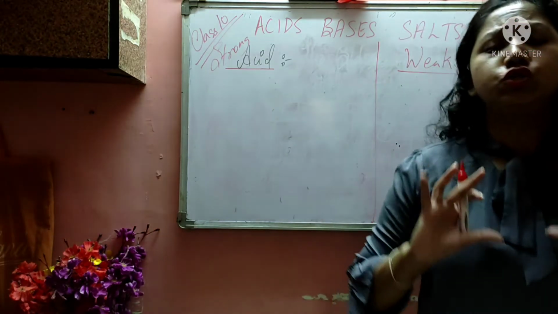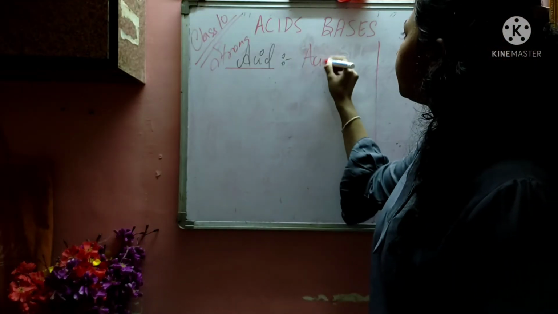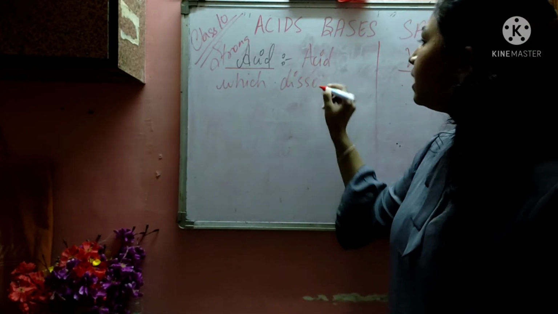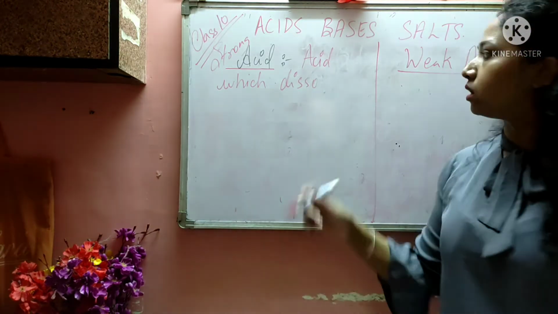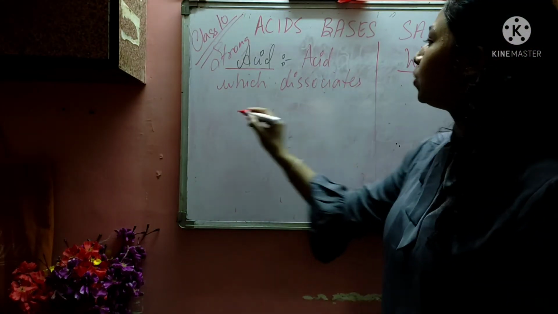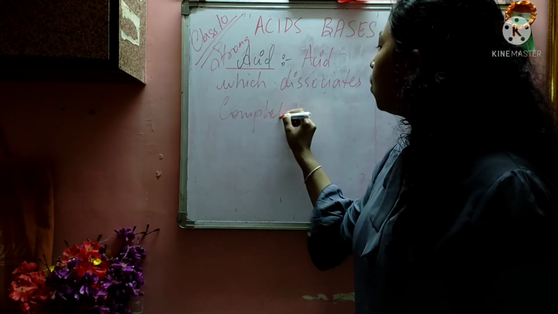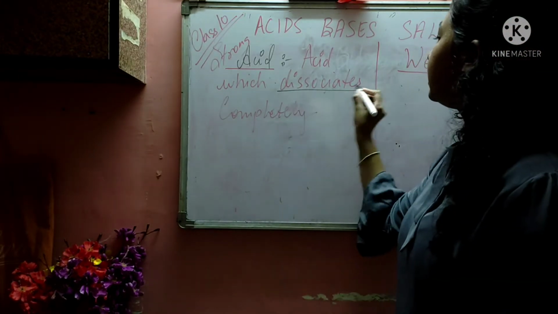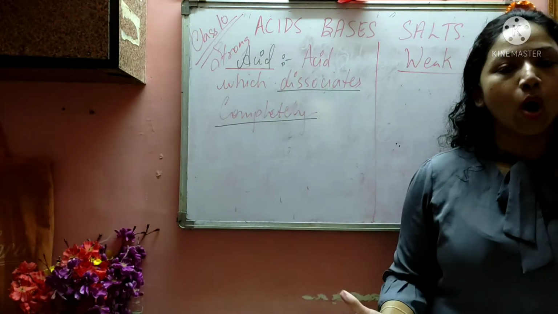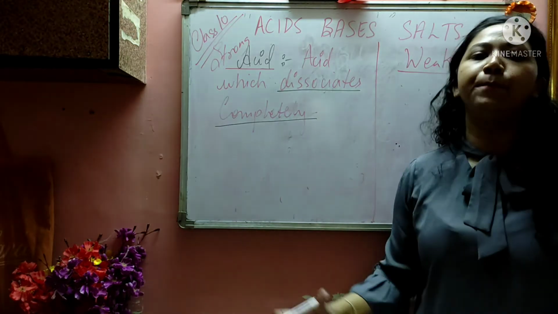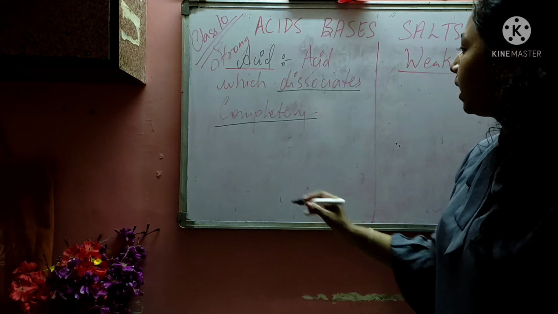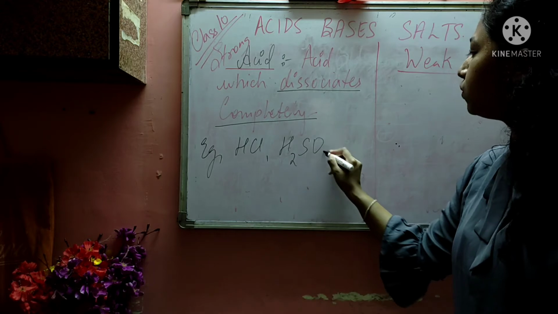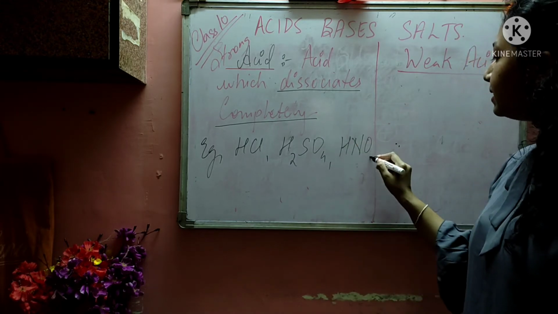Now, a strong acid is basically the acid which dissociates. Dissociates means breaking down. The acid which dissociates completely. It's very important that you write that it dissociates completely. What is a strong acid? The acid which dissociates completely is a strong acid. Examples are hydrochloric acid, H2SO4 which is sulfuric acid, nitric acid.